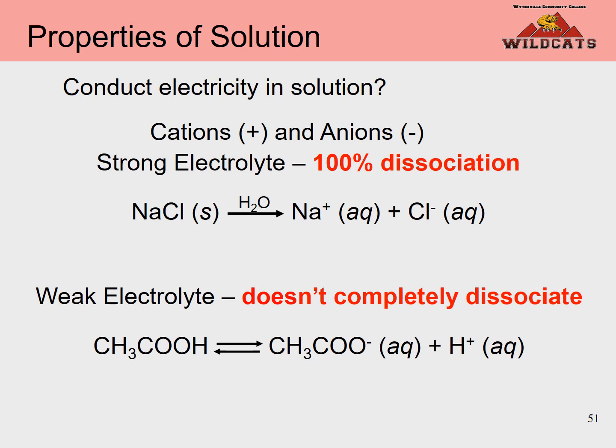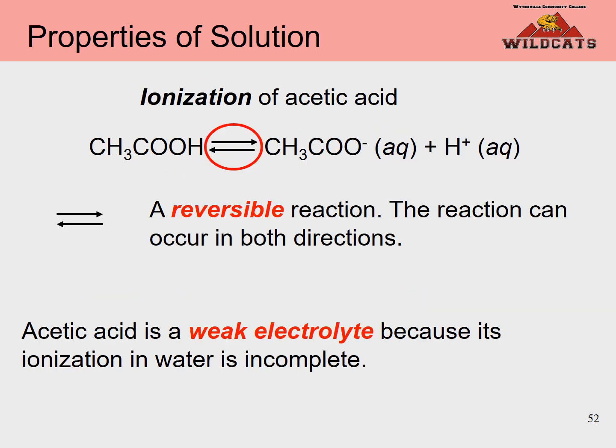A weak electrolyte doesn't completely dissociate or break apart. Down here we have acetic acid, or vinegar, which means not all the hydrogens are going to pop off. To show this, we use a double-headed arrow, and this is a reversible reaction, a significant idea that we're going to take a look at in Chem 112. So acetic acid, or vinegar, is a weak electrolyte because its ionization is incomplete. We'll take a little bit of a look at that here in Chem 111, but it's a big idea in Chem 112.